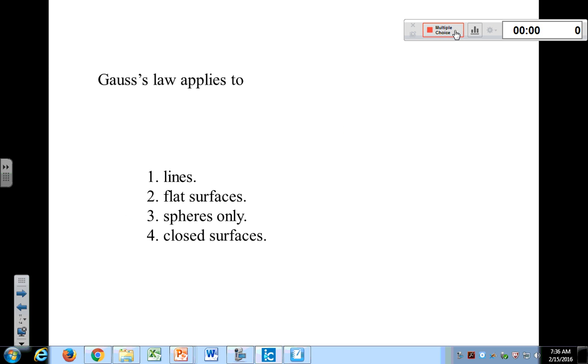Gauss's law applies to which of these? Lines, flat surfaces, spheres only, or closed surfaces? Think back to our flux, what flux means.